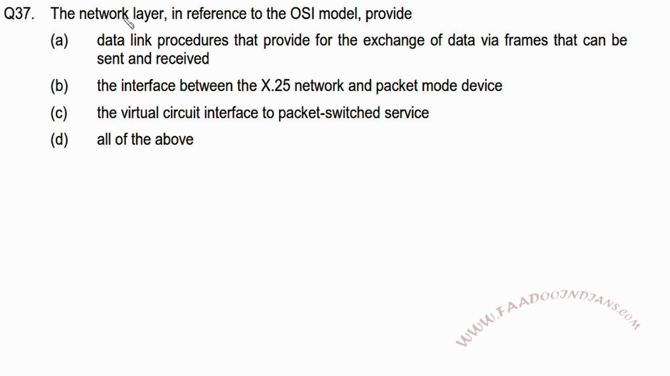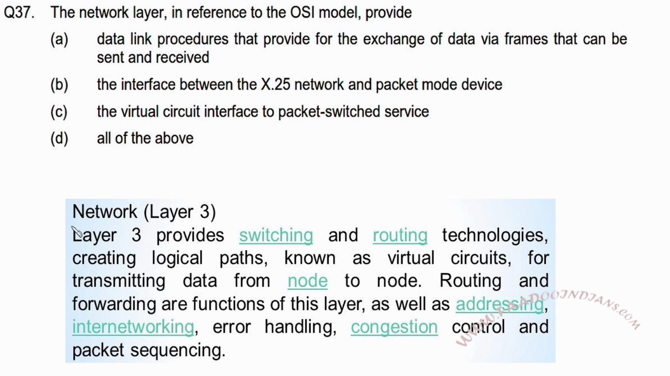37. The network layer in reference to OSI model provides what? So what is a network layer? It is layer 3. Layer 3 provides switching, routing technologies, creating logical paths. It creates logical paths known as virtual circuits, which do not actually exist but are virtually created for transmitting data node to node. Routing and forwarding functions are of this layer, addressing, internetworking, congestion control, and packet sequencing. So the answer here is, it creates virtual circuits. So C.